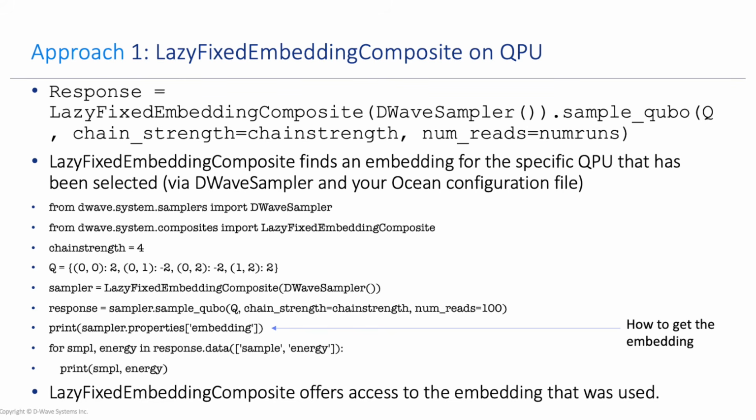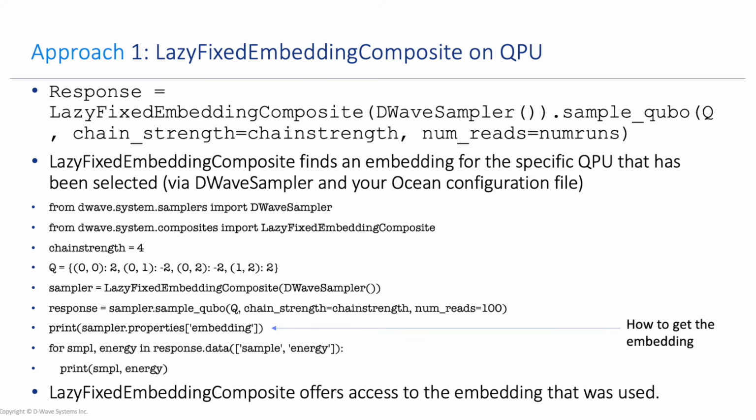The chain strength is passed in, and num reads. Num reads is the same as the number of annealing cycles that we're going to run. One advantage to this particular way of doing it is that you can get the embedding back from the run. If I wanted to look at it, the line starting with print, print sampler properties embedding, would give me the embedding that it used. It would show me which qubits this particular problem was embedded on. The last two lines just take care of printing the output.